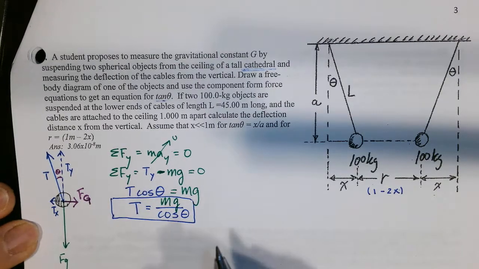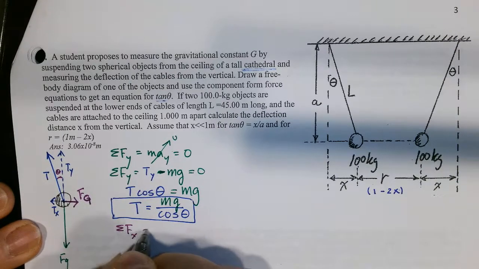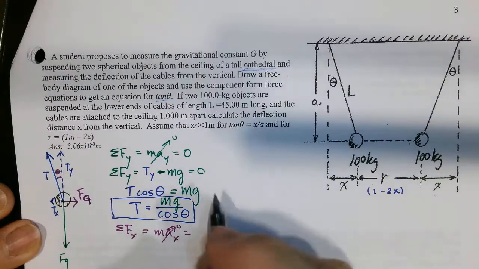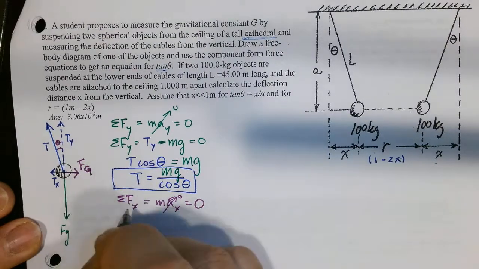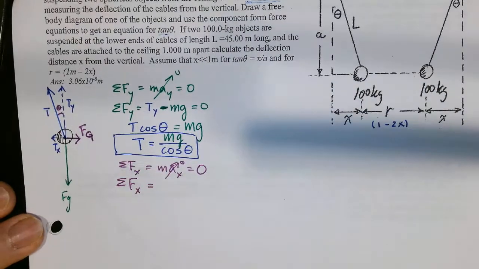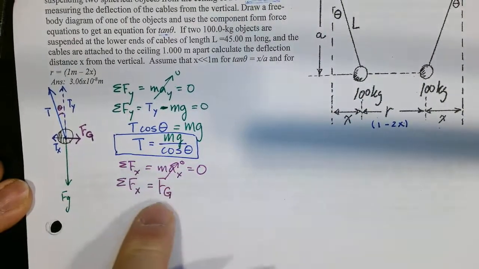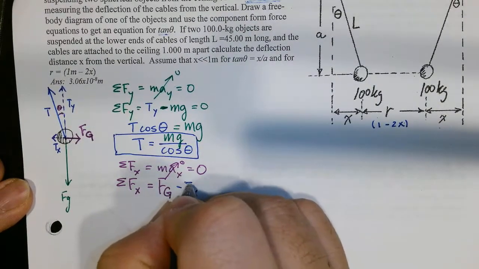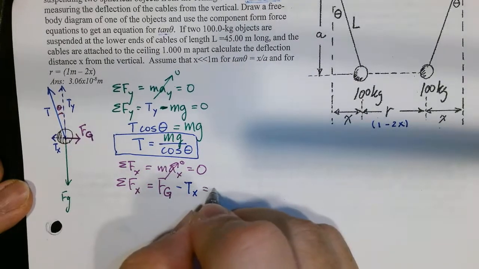Now let's take a look at the x direction. The sum of all forces in the x direction must equal max, but we know ax is 0 because they're not accelerating anywhere. So the whole term goes to 0. Then the sum of all forces in the x direction is equal to F big G minus Tx, which is equal to 0.